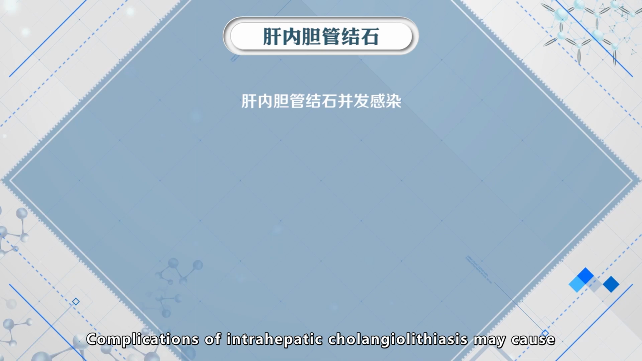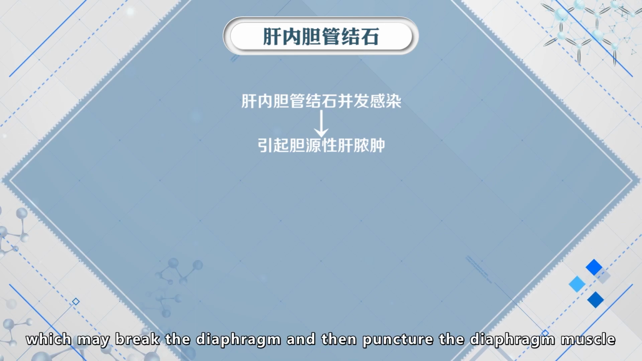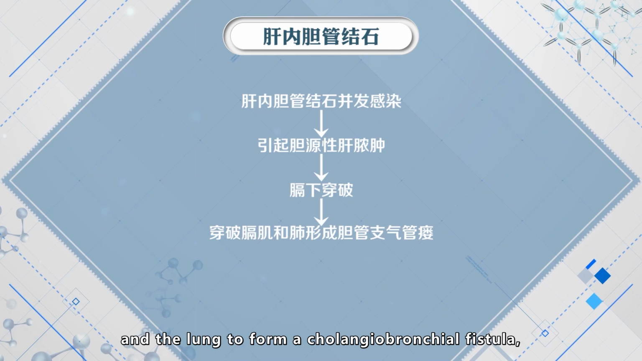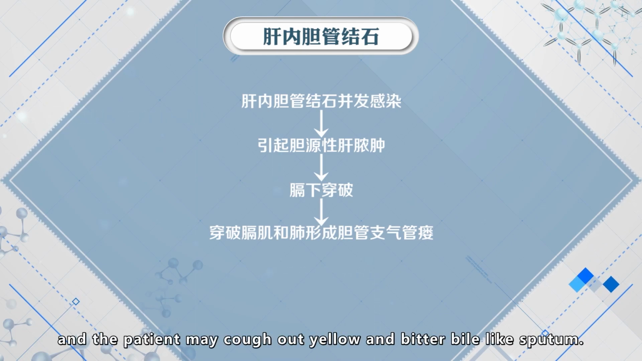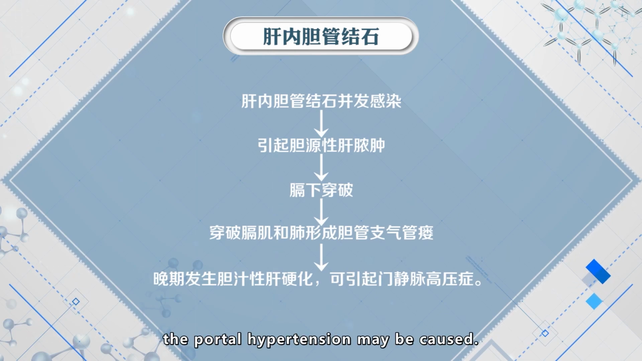Complications of intrahepatic cholelithiasis may cause a biliary hepatic abscess, which may break through the diaphragm and puncture the diaphragm muscle in the lung to form a cholangiobronchial fistula. And the patient may cough out yellow and bitter bile-like sputum. In the case of biliary cirrhosis at the advanced stage, portal hypertension may be caused.